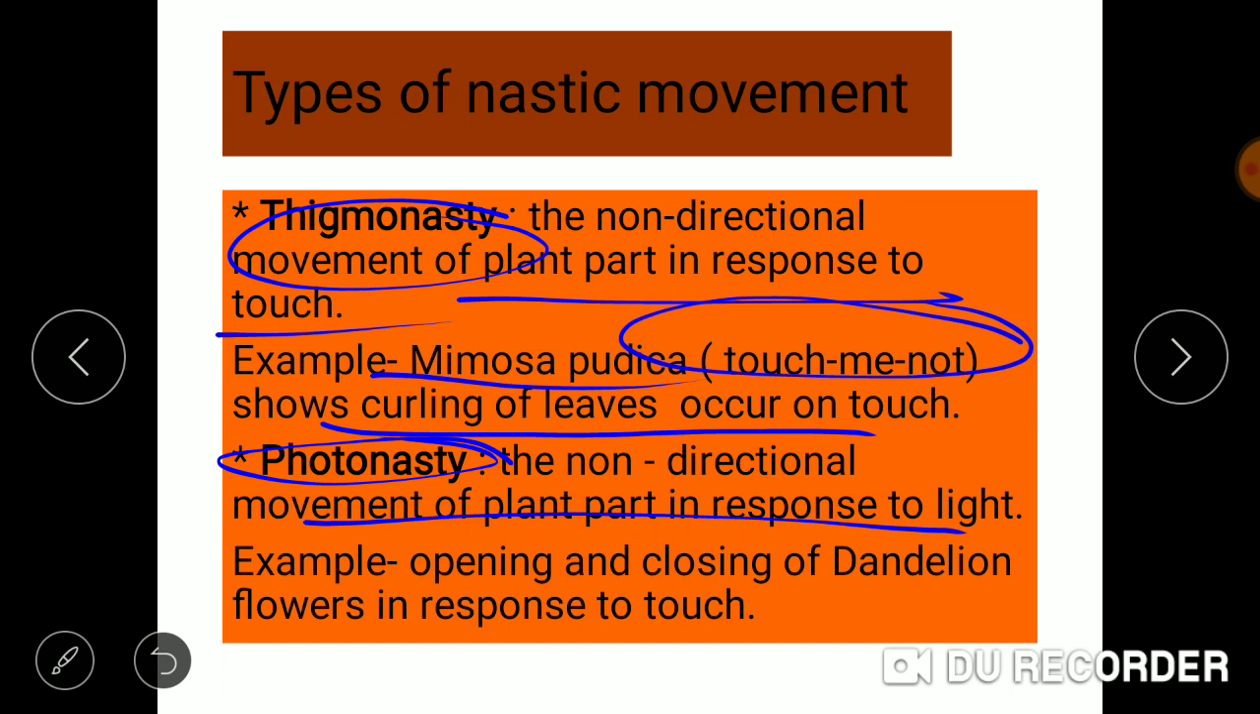Example here is the opening and closing of dandelion flowers. The dandelion flowers start opening and closing when they come in contact with some organism or some object.